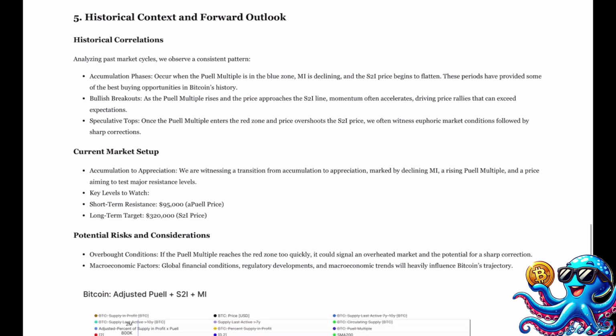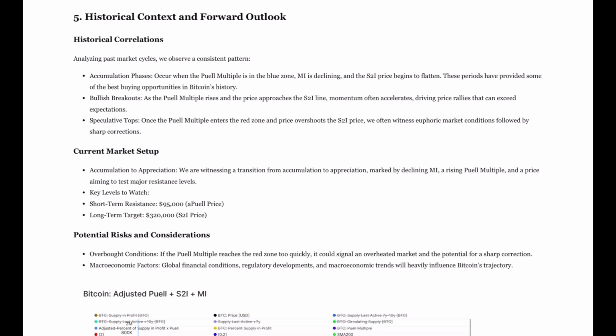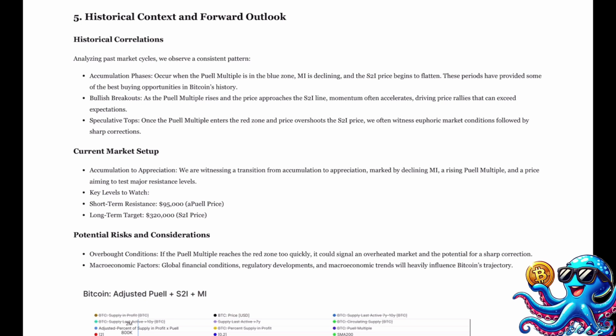5. Historical context and forward outlook. Historical correlations. Analyzing past market cycles, we observe a consistent pattern. Accumulation phases occur when the pool multiple is in the blue zone, MI is declining, and the S2I price begins to flatten. These periods have provided some of the best buying opportunities in Bitcoin's history.